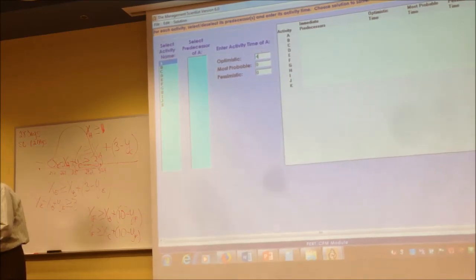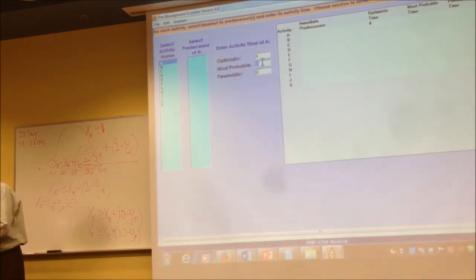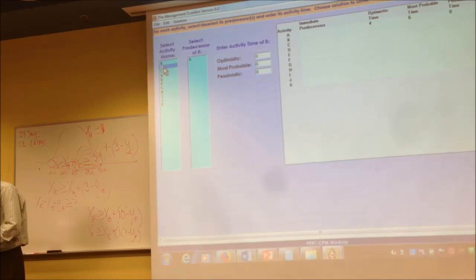Did we do this already? No. Okay. 4. If I hit enter here, I think it's going to stop, so I have to hit my pointer. 6. 8. Now I'm going to go to B. Is B preceded by any activity? No. Okay, so what are the 3 times for B? 1, 4.5, and 5.